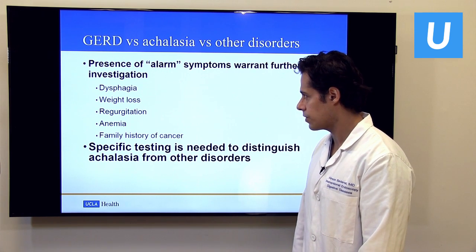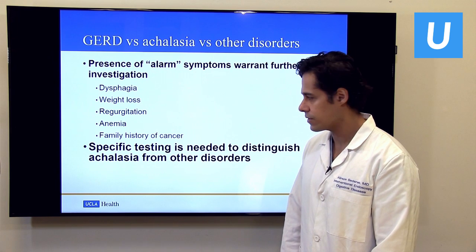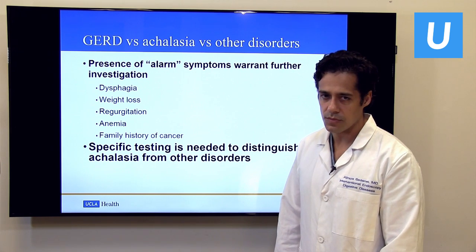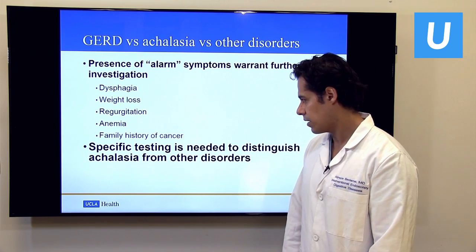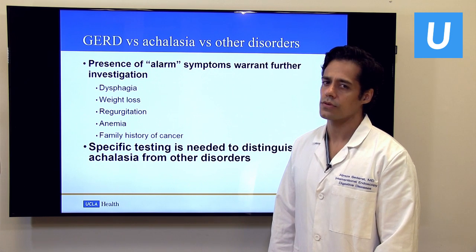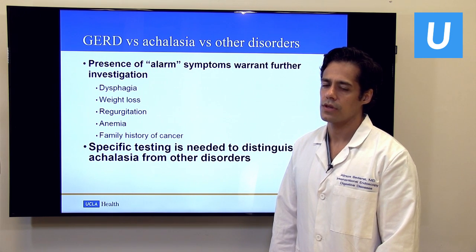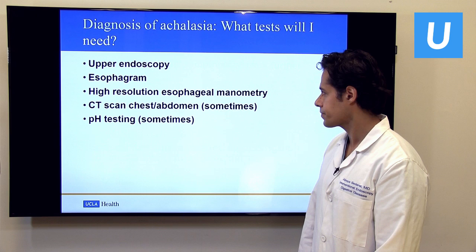Weight loss is an important alarm symptom or red flag. Regurgitation, as we talked about. The presence of anemia or bleeding is important. And of course, if there's a family history of cancer or other gastrointestinal disorders, now that needs to be investigated.